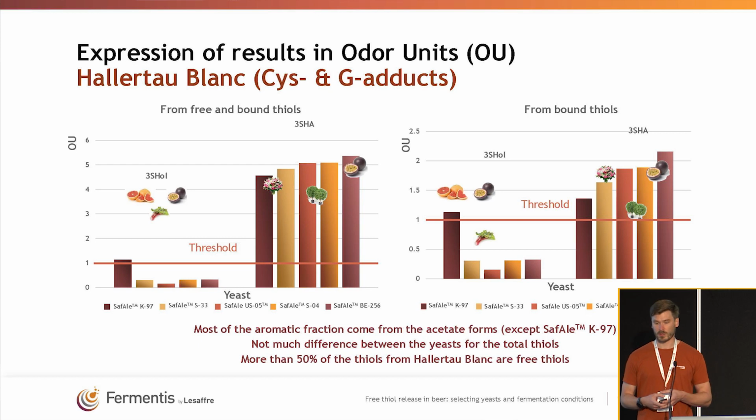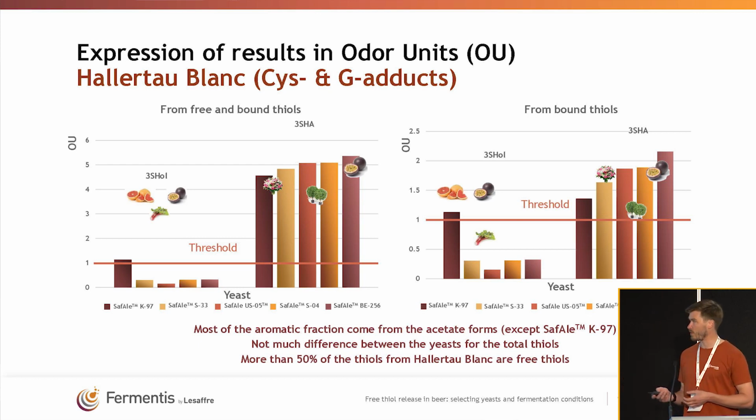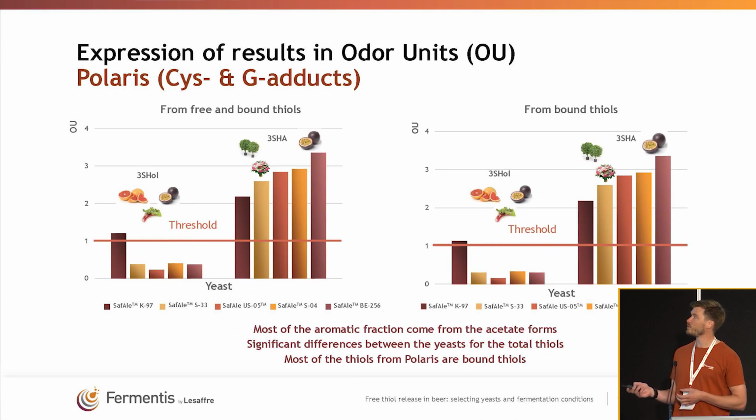And then if we finally look at Polaris, on the left-hand side, you see here the total amount of thiols that you can expect from free and bound thiols, and it's around between 2 and 3. And you actually see that all the thiols you are able to perceive in an experimental beer recipe with Polaris is thanks to the yeast and hop interaction. So if it was not for the yeast, if we were not able to have this extraction from the yeast, you would not perceive thiols from Polaris. So it makes it quite interesting.